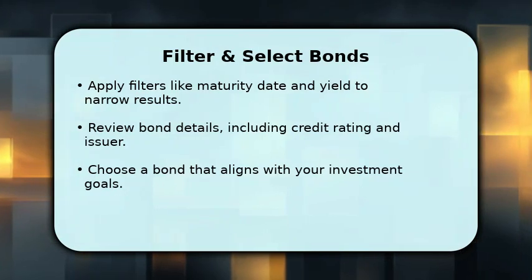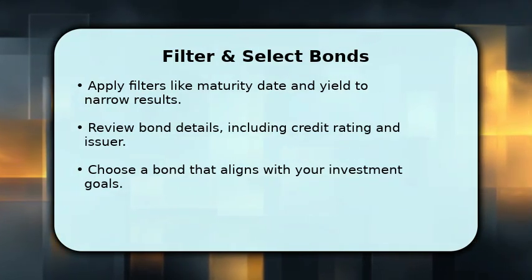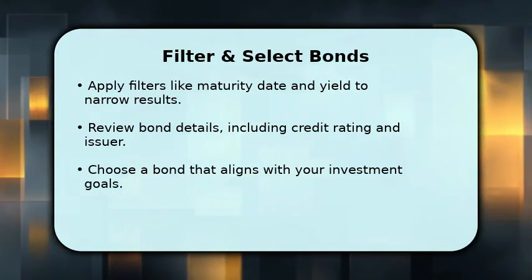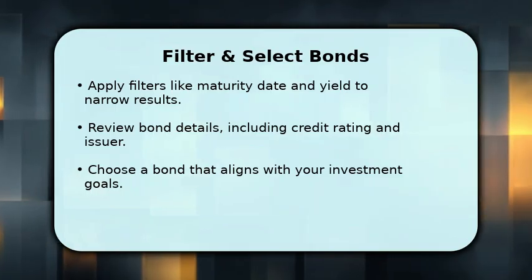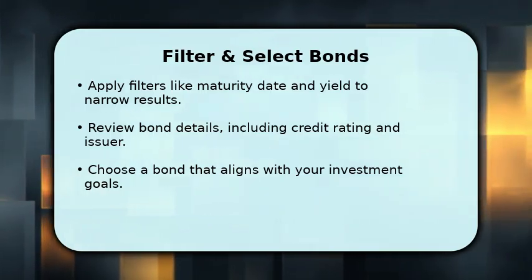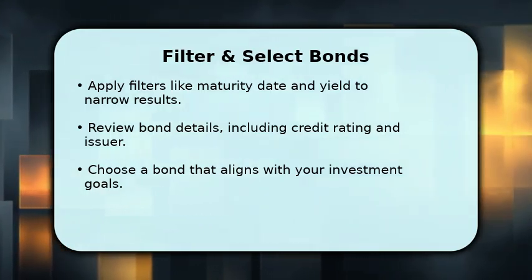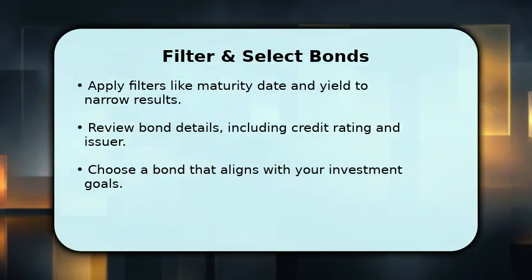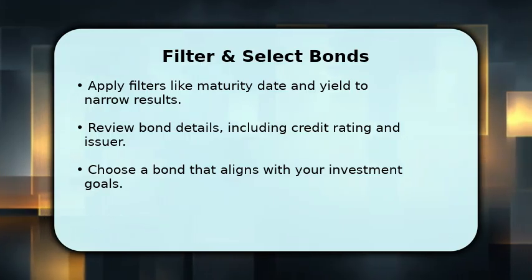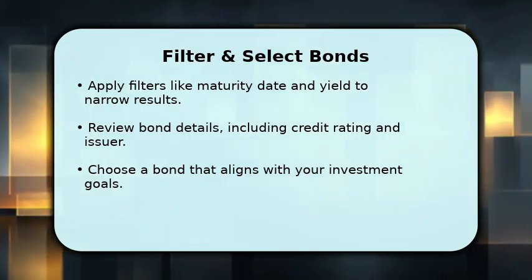Now, let's refine your search. Utilize the powerful filters in the bond scanner to specify criteria such as maturity date, coupon rate, and yield to maturity. It's crucial to review each bond's details carefully, paying close attention to its credit rating and issuer information. This helps assess the risk involved.